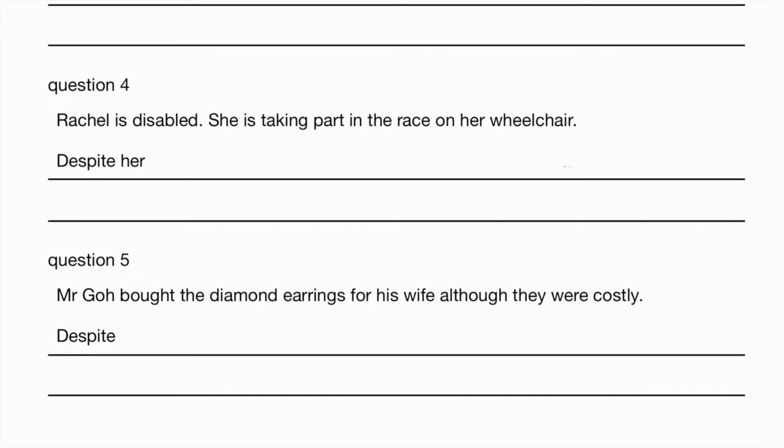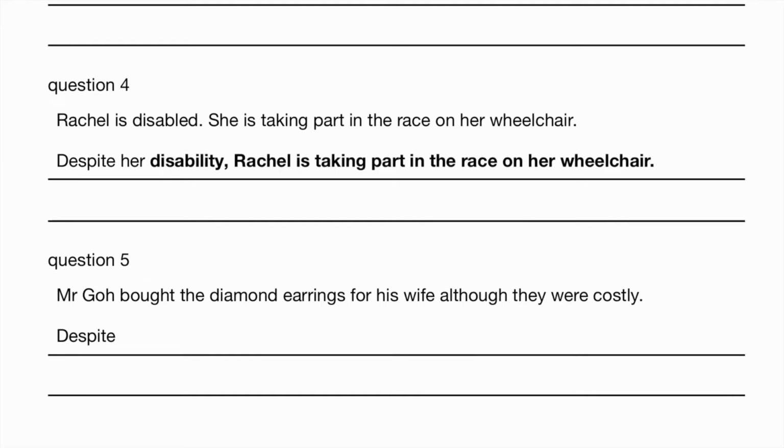So far, despite has been the first word. Let's see how this works. Despite her, noun form of disabled. Despite her disability, comma, Rachel is taking part in the race on her wheelchair. Do not forget the name. A lot of people miss out the name.